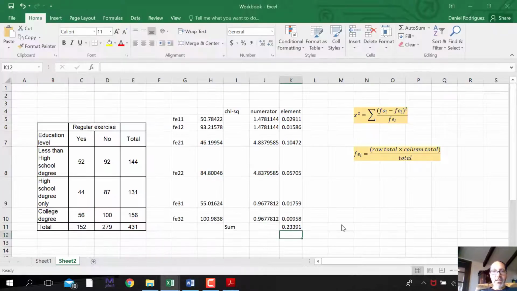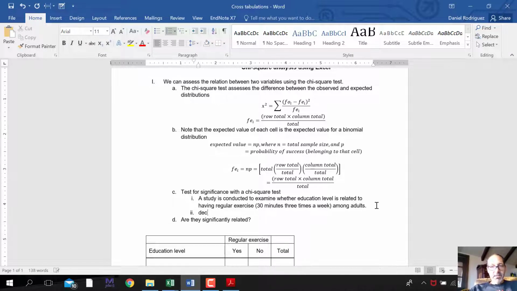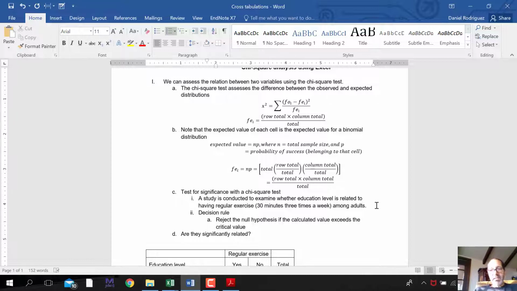To judge significance, I always tell my students to write down the rule, called the decision rule. I'm going to type that down here. Decision rule: reject the null hypothesis if the calculated value exceeds the critical value. I always say greater than or equal to. A lot of people don't like it when you're equal to the critical value, but you can just say exceed it.